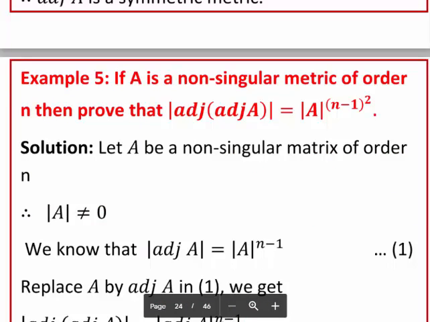This is also another important result. If A is a non-singular matrix of order n, then determinant of adjoint of A is equal to determinant of A raised to n minus 1. Since time is almost over, we will talk about this topic in the next lecture. I hope you understand this one. Thanks for listening patiently. We will start our next lecture from this example. Thank you.